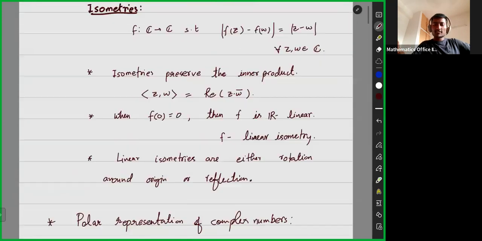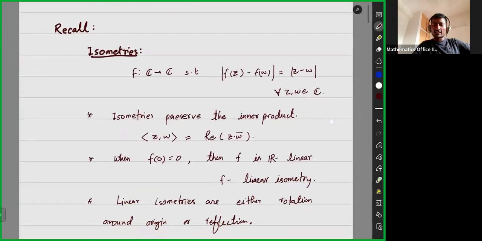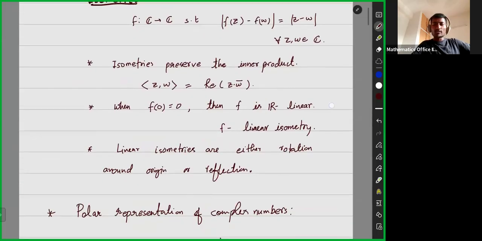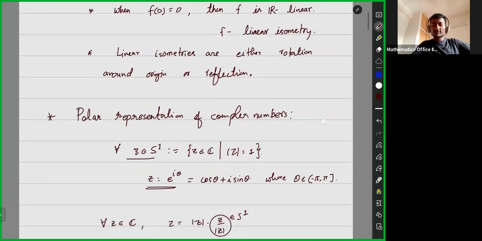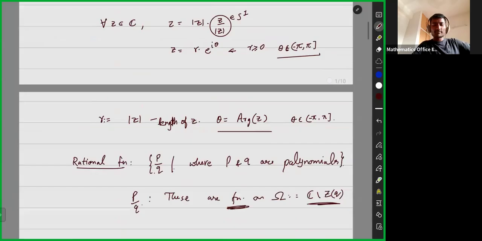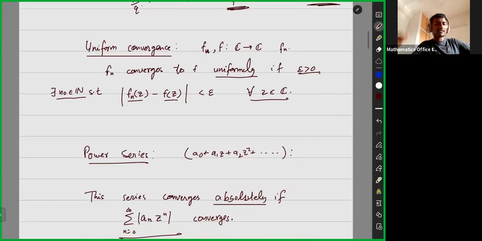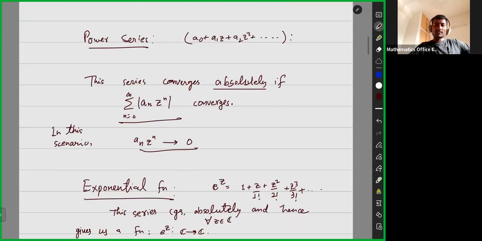So whatever I have discussed today, I think because you have gone through the classroom, everything is clear. Polar representation, rational function, uniform convergence. Uniform convergence is something people forget about, because what is important here? The most important thing is getting a common N, and not one for every x.